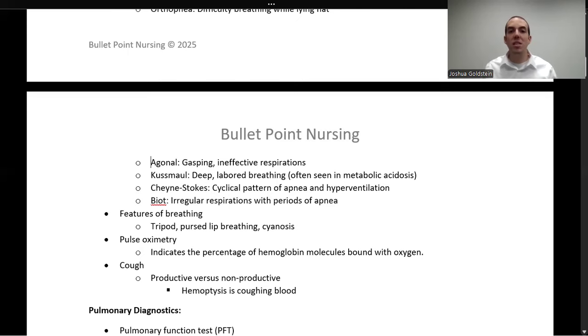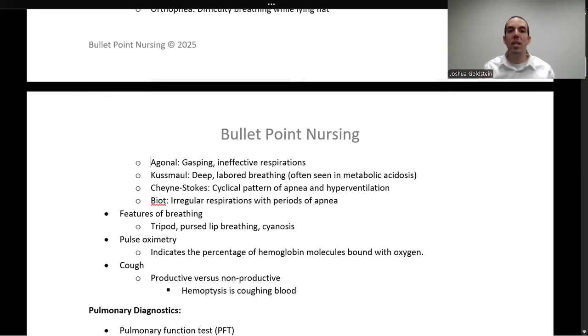Cheyne-Stokes respirations is a cyclical pattern of apnea and hyperventilation. So they'll go no breathing, then a lot of breathing, then no breathing, and it goes in a pattern. Biot's respirations are irregular respirations where the patient has periods of not breathing and then goes into some abnormal pattern. You'll learn more about each of these with different diseases of which can cause which.